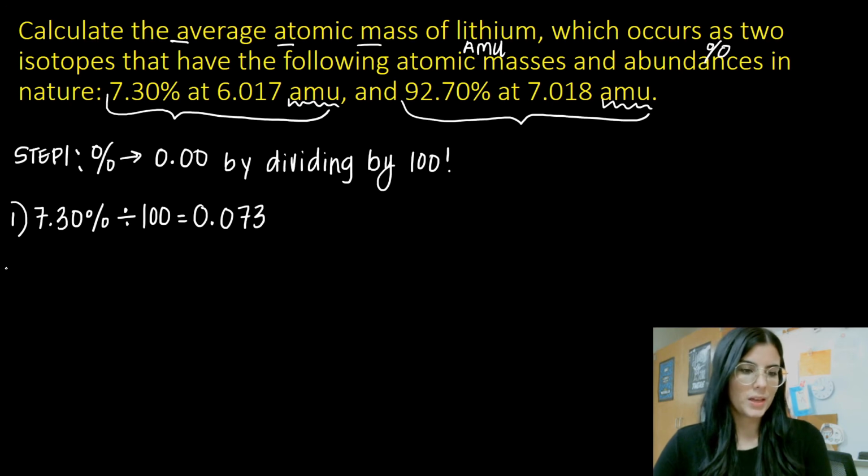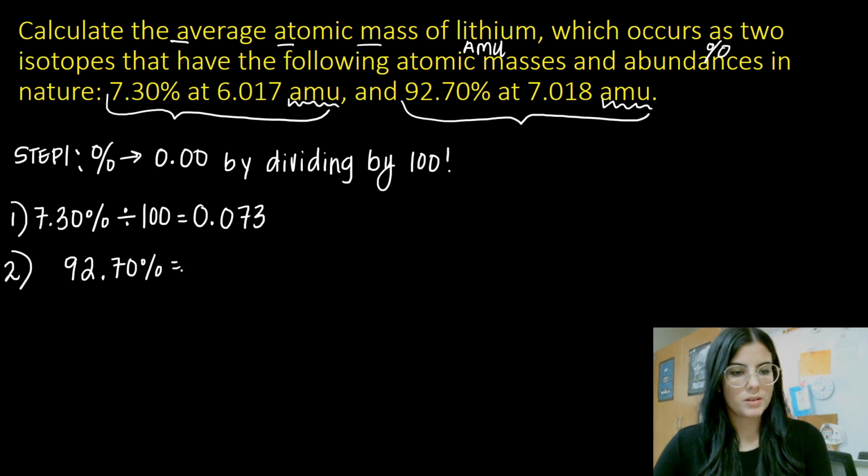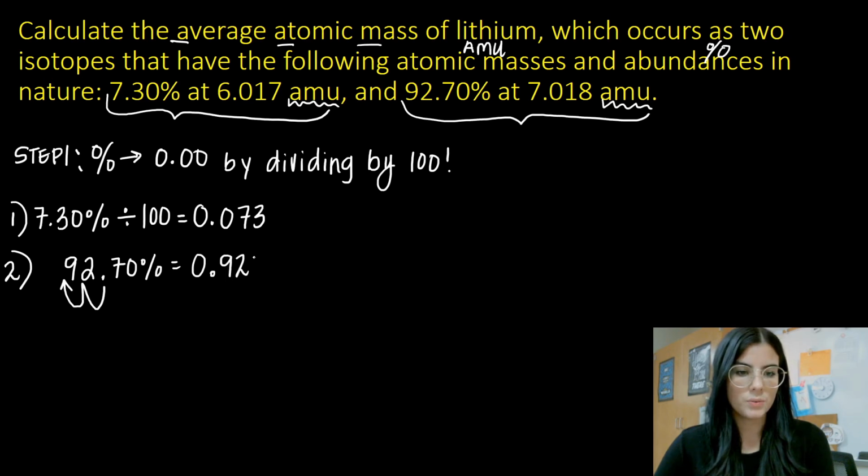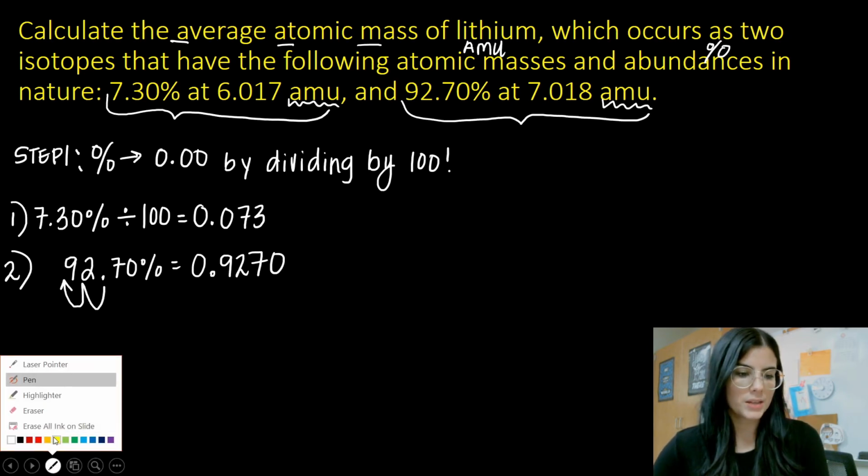All right. Now let me show you a shortcut with the second one. Our second percentage is 92.70%. Now, you can continue to divide by 100. That's totally fine. However, the shortcut is moving your decimal over 2 places to the left. So 1, 2. All right, and we're just going to rewrite it. So that is 0.9270. It's the same thing. So there's just a little shortcut. All right, so that is step 1.